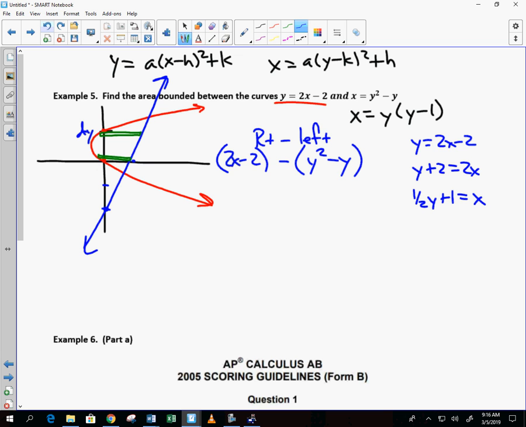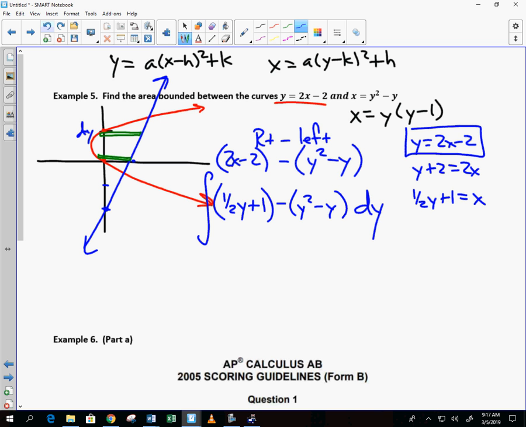So now I have 1/2 y plus 1 minus y squared minus y. I'm going to integrate that because I don't want one rectangle. I want an infinite number of rectangles. In calculus, we say no big deal. So, do you see this? If I add 2 and divide by 2.